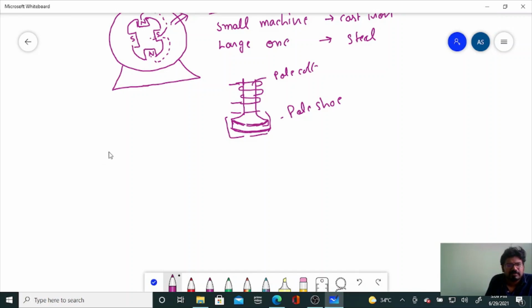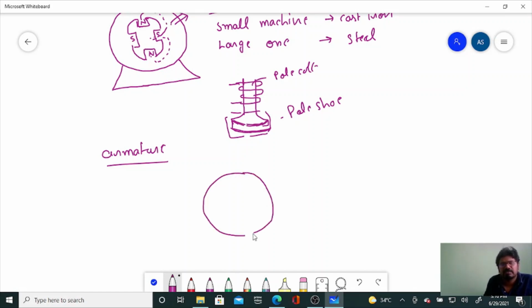So, armature core and armature winding. Talking about the armature, it is nothing but a cylindrical, drum-type structure with open slots in it. There are some open slots here. It looks like closed slots, but you will draw open slots like this.